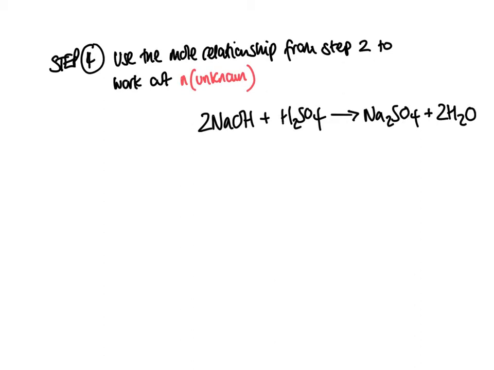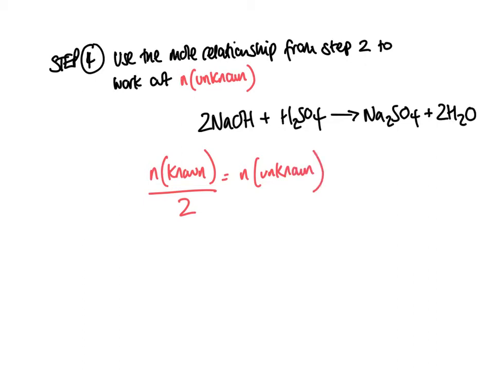Step 4 involves using the mole relation that we worked out in step 2 to work out number of moles of the unknown. So the balanced equation shows that 2 moles of sodium hydroxide gives 1 mole of sulfuric acid, H2SO4. So this basically means that we have N of known that we've already calculated divided by 2 will give us N of unknown.